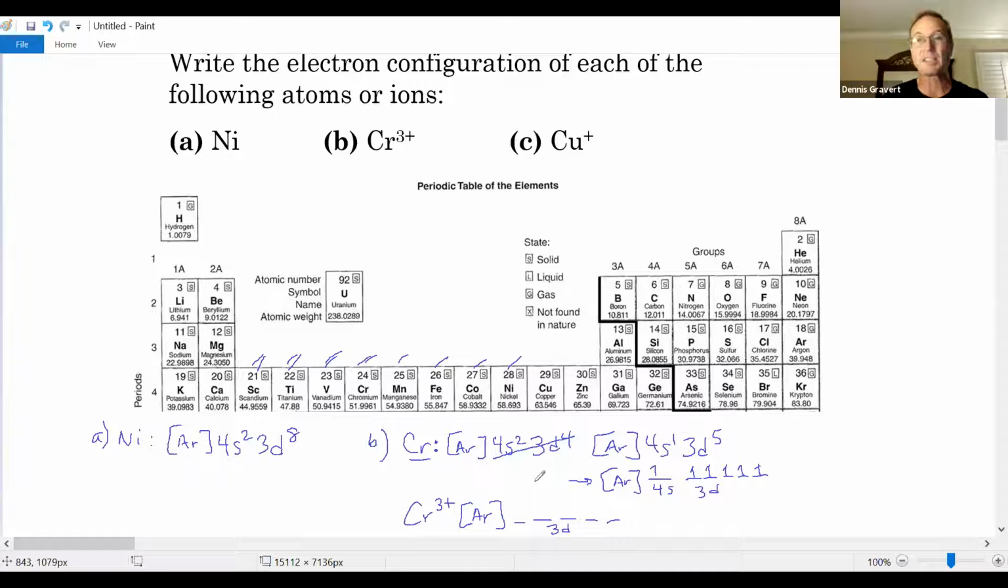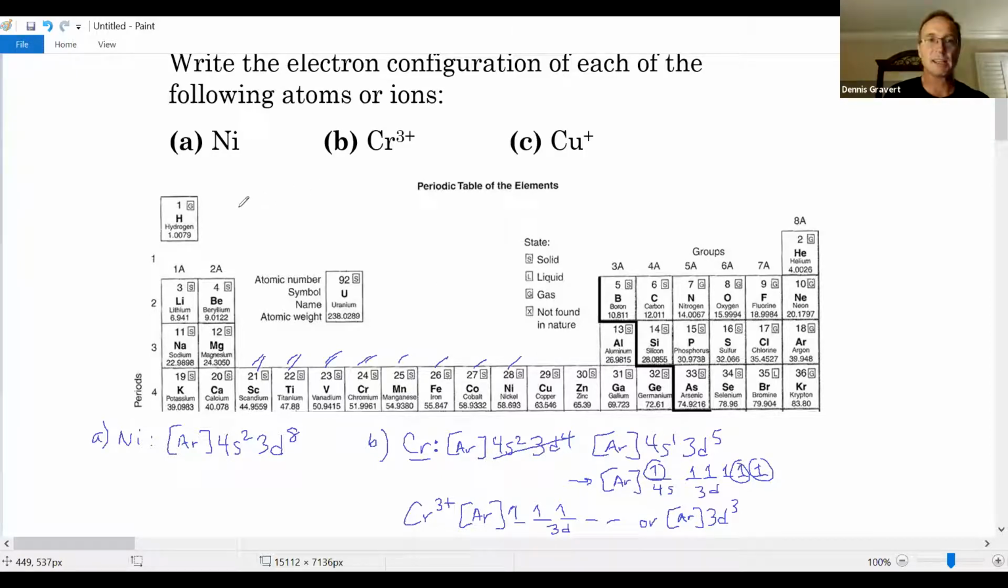To get the +3, I need to remove a total of 3 electrons. So take away this one, and then I'm just going to start at this end. There's nothing paired up, so I'm just going to take with this one and that one. The ones I've circled have been removed, leaving behind these 3 electrons, and we're done. That's the electron configuration. Or argon 3d3. Your choice, however you want to draw it.